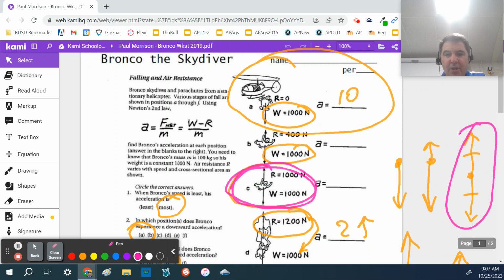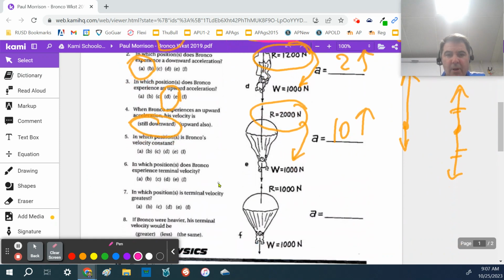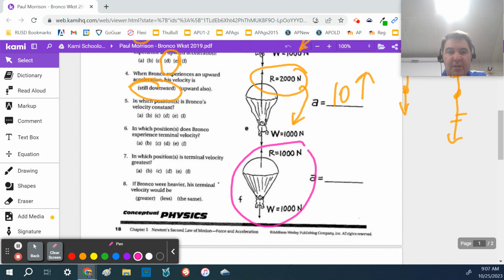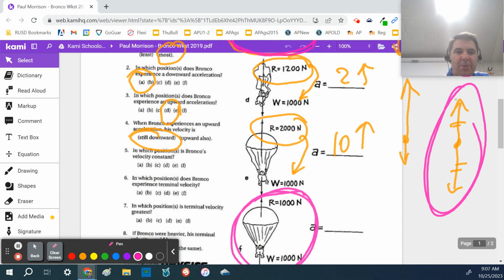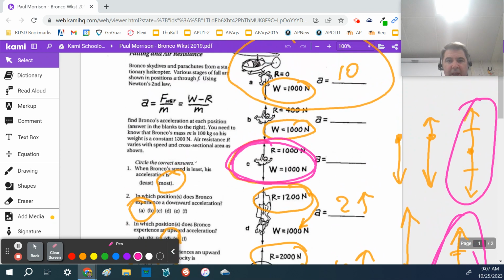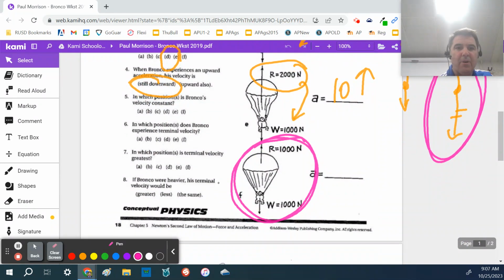And you go down the page. This one's also balanced, right? It's the same thing. That's like that right there, balance. And so, in which position is Bronco's velocity constant? That is F, and that is C. So constant velocity is C and F.